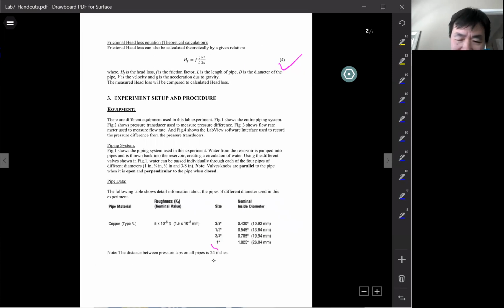Pipe diameters are here. So from the flow rate, you can find the cross-section area, right, by the diameter. So you should be able to find the velocity. L is given, right, 48, or in some cases 24, okay?